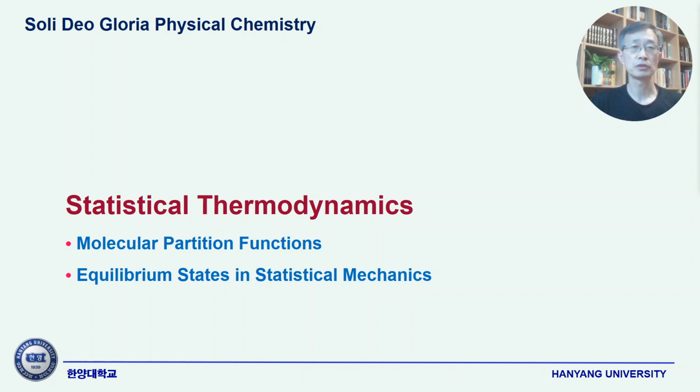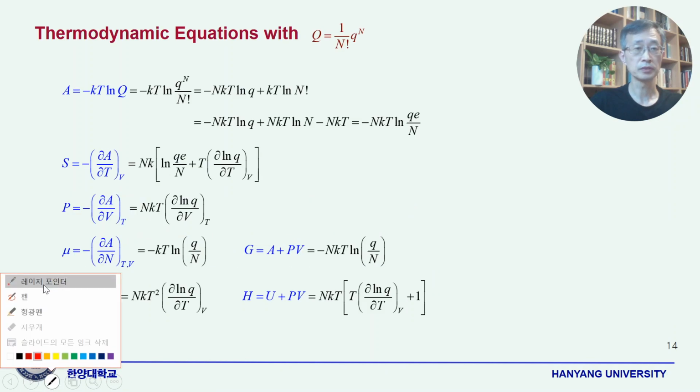This is the second lecture of Statistical Thermodynamics, and we are continuing from the previous lecture. Now we'll talk about the molecular partition function, and then we construct the whole partition function and utilize it to calculate or evaluate the thermodynamic properties. Especially, at the end of this lecture, we'll derive the formulation for the equilibrium constant in statistical mechanics. Okay, so let's begin.